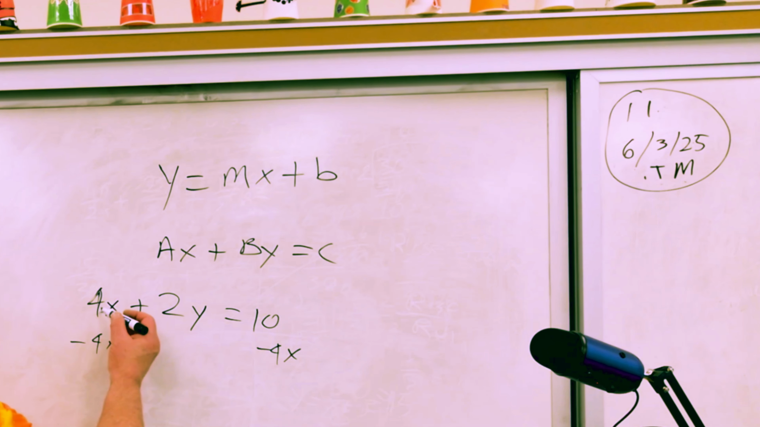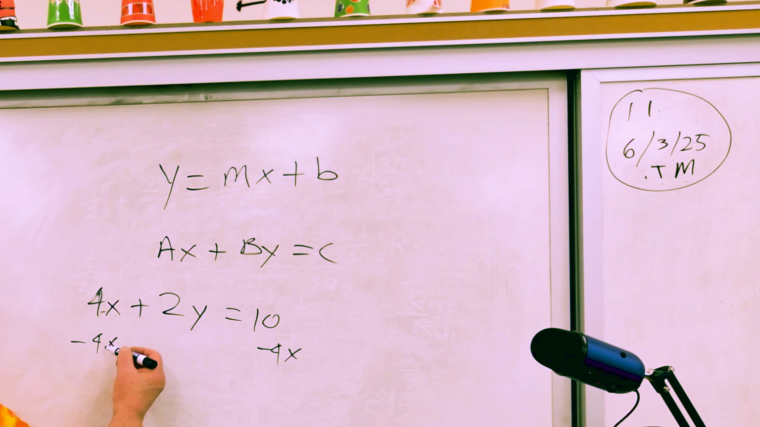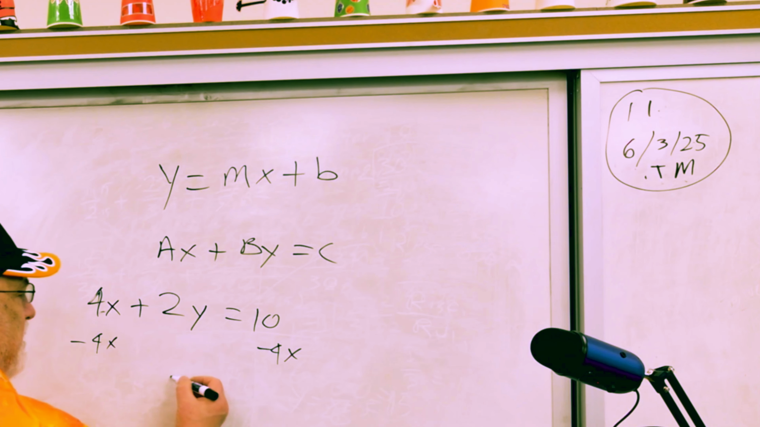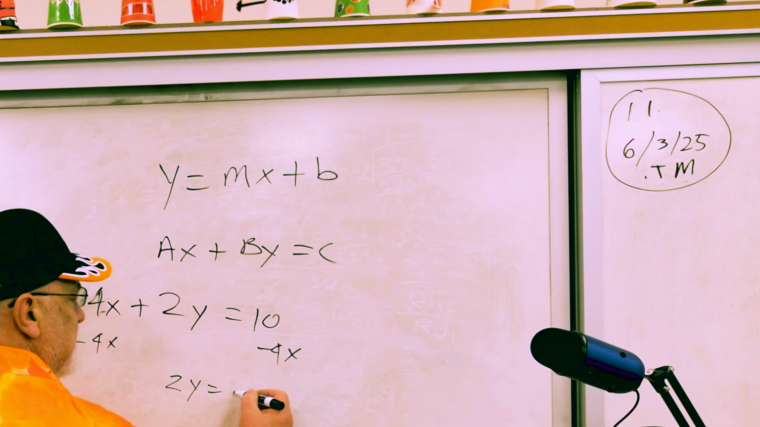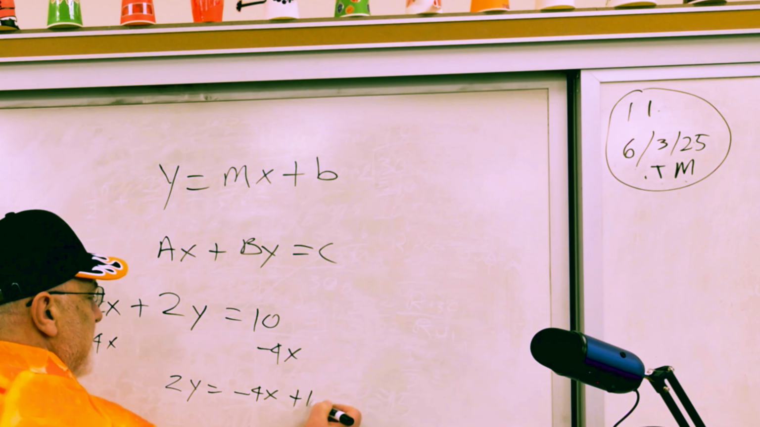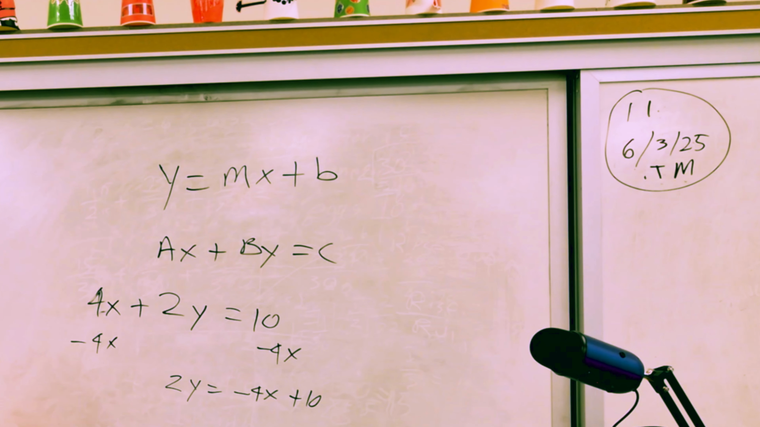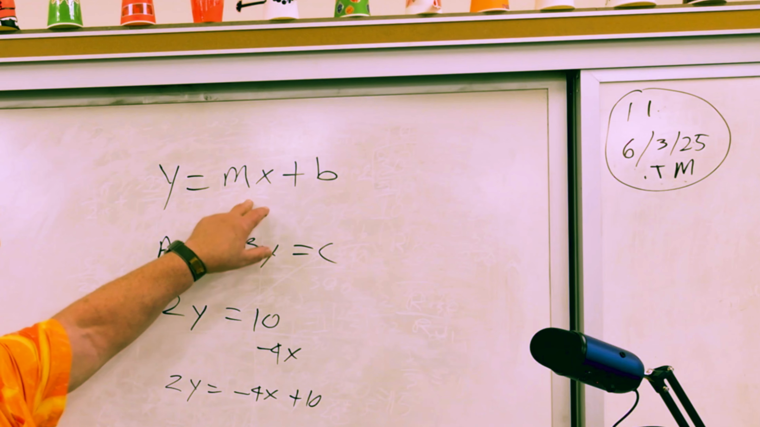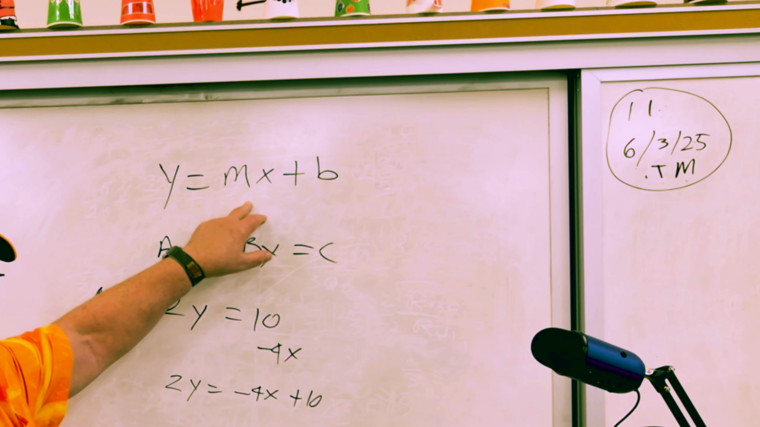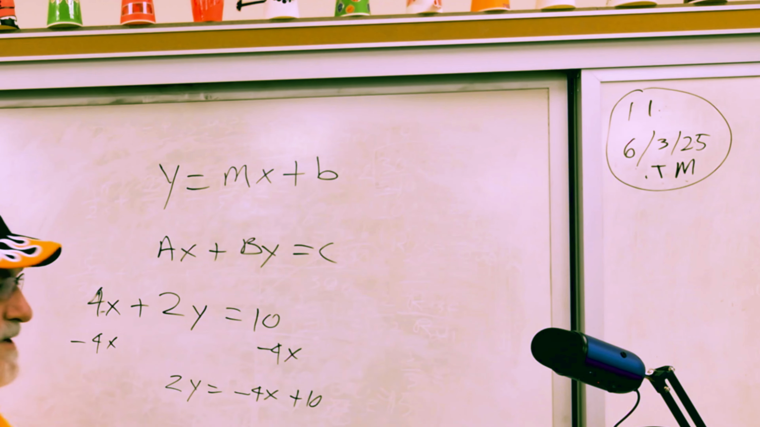So 4x minus 4x is 0. Anything minus itself is 0. We're not going to write it. So we wind up with 2y is equal to negative 4x plus 10. You'll notice I put the negative 4x first because I know I'm headed in this direction. I'm going toward the idea of y equals mx plus b.